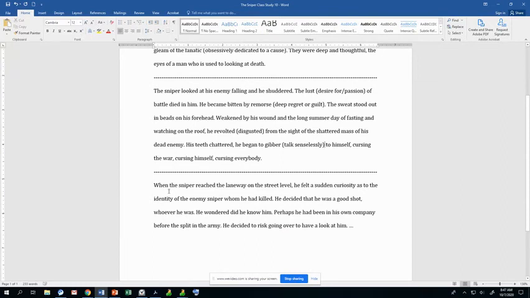Feel good about that. When the sniper reached the laneway on the street level, he felt a sudden curiosity as to the identity of the enemy sniper whom he had killed.